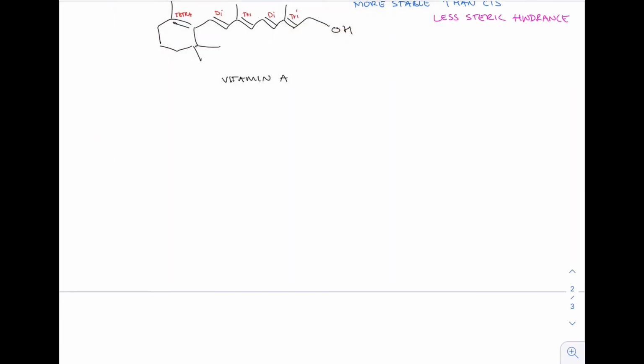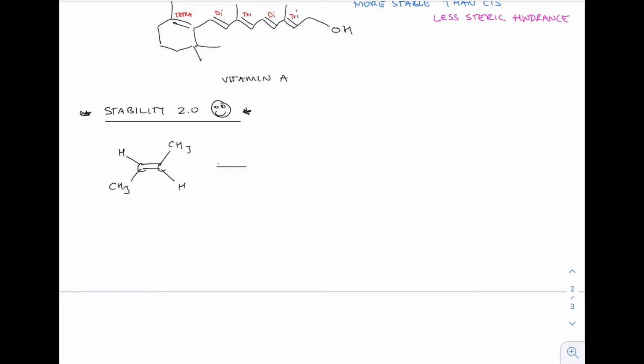But I want to give you a little bit more detail on why the more substituted alkene is more stable, okay? So I'm going to call this stability 2.0. You might want to write this down. Pay attention. So let's say we've got this alkene right here. This is an explanation for cis and trans.